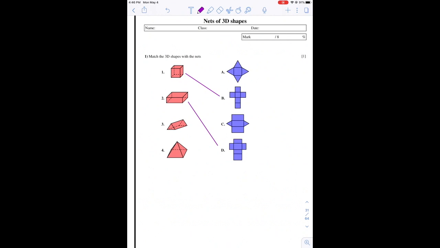And then 3 and 4, they both have triangles. But I'm noticing that 4 only has 1 square or rectangle on the bottom of it, and that goes with A. 3 has 2 triangles, and then the rest of the sides are rectangles.